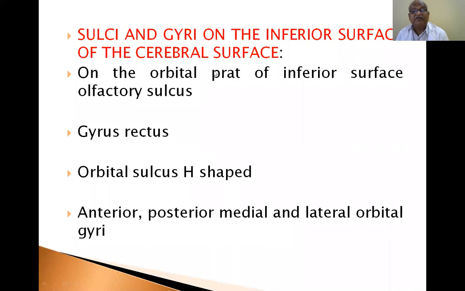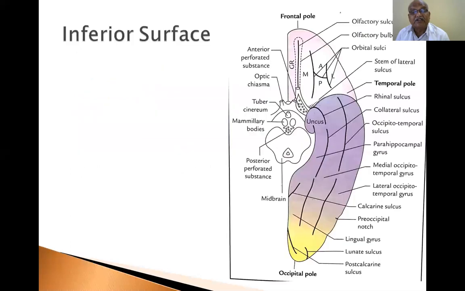Sulci and gyri of the inferior surface of the cerebral hemisphere. On the orbital part of the inferior surface, the olfactory sulcus is present, the gyrus rectus is present, the H-shaped orbital sulcus is present, and the anterior, posterior, medial and lateral orbital gyri are present. Already we discussed the superolateral and medial surfaces. Now we are going into the inferior surface, the tentorial surface. This is the orbital part.